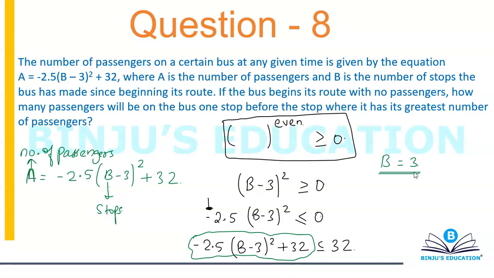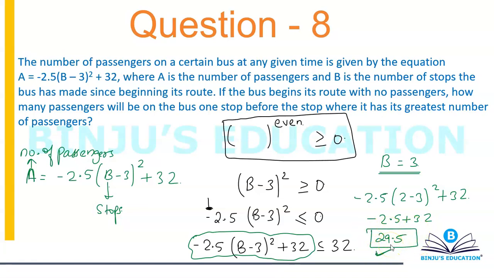Now what's the question? How many passengers will be on the bus one stop before the stop where it has the greatest number of passengers? One stop before that means the value of b is 2. So that will be minus 2.5 into (2 minus 3) square plus 32. That's minus 2.5 plus 32, which is 29.5. You can round it off and get your answer as 30.